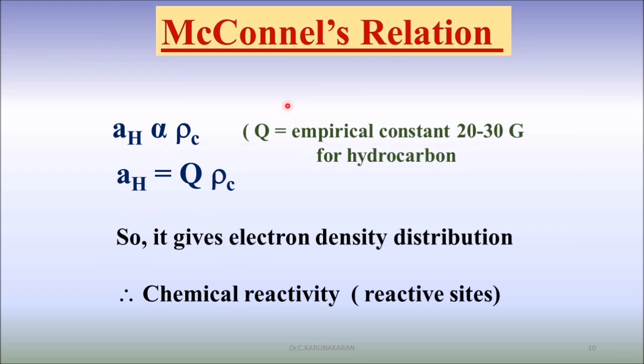What is McConnell's relation? This gives the relationship between the hyperfine coupling constant and the unpaired electron spin density. If the unpaired electron spin density is larger, then the hyperfine coupling constant is larger. The unpaired electron couples with the proton. The hyperfine coupling constant is equal to Q rho C, where Q is an empirical proportionality constant, for a hydrocarbon radical 20 to 30 Gauss. Once you know the hyperfine coupling constant from the experiment and the Q value, you can calculate the unpaired electron density. Rho C will give the unpaired electron density distribution. Using this, we can predict the chemical reactivity site.